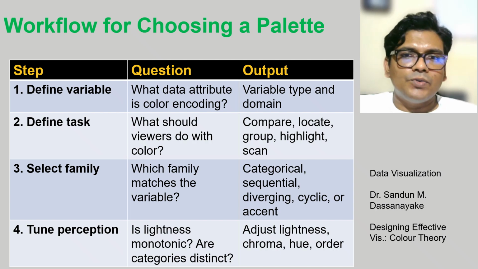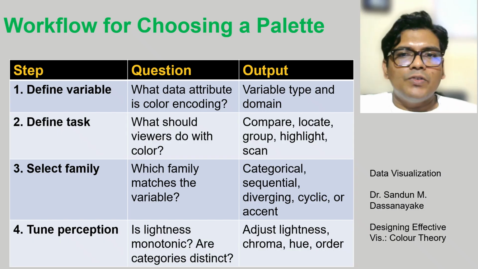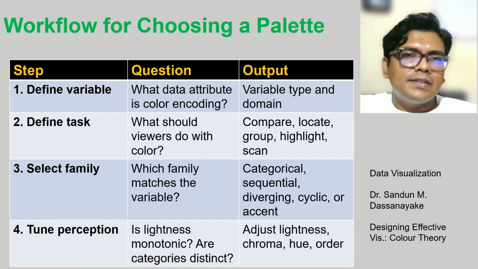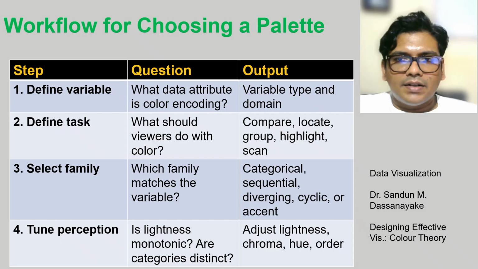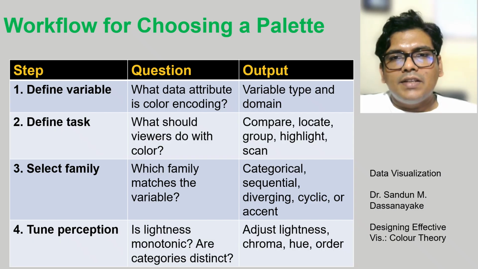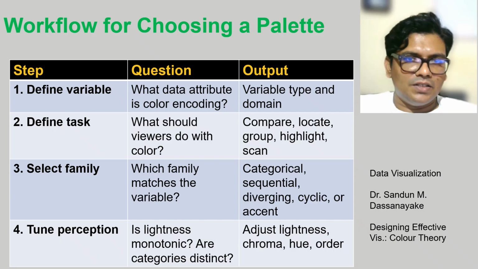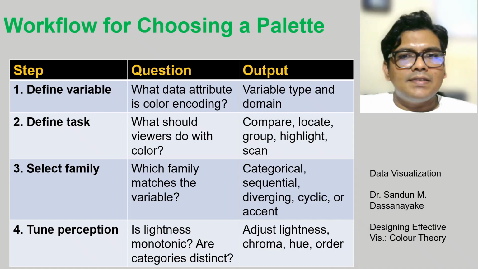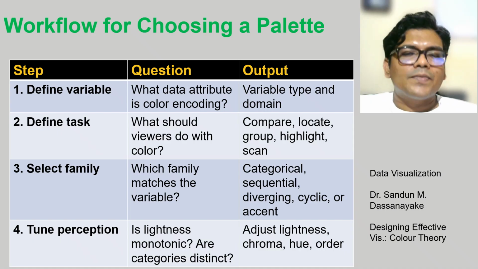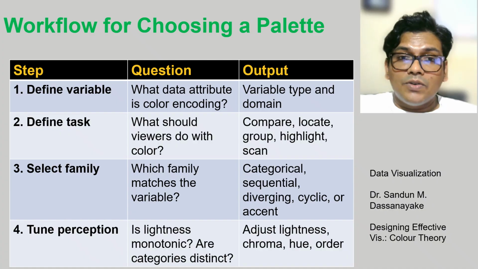Step number 3 is choosing a palette family. Using the taxonomy we have built up, pick the right family for your data type and task: categorical, sequential, diverging, and so on. Step number 4 is tuning the perceptual properties. Check the details. Does the lightness gradient actually progress smoothly and consistently? Are your categorical hues distinct enough at the sizes they'll appear on screen or in print?